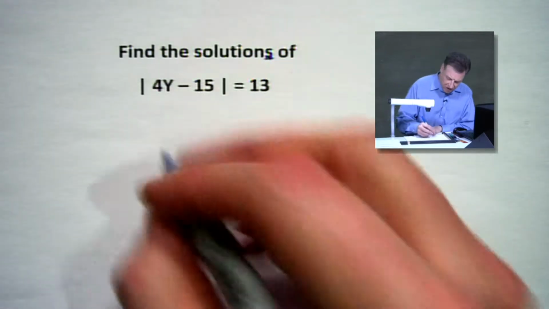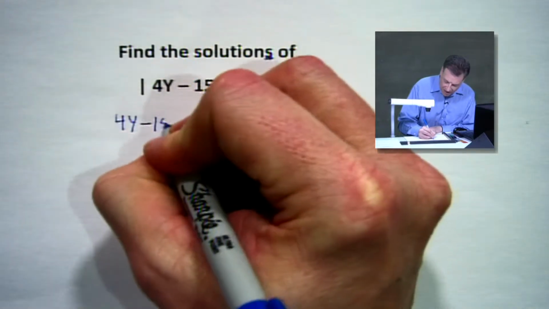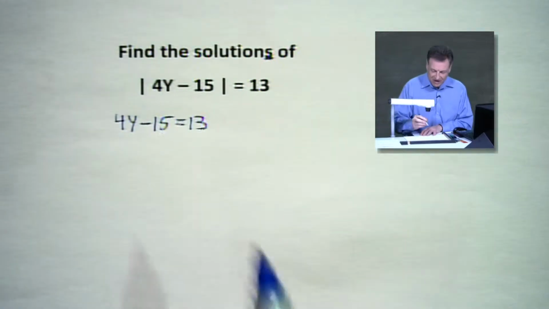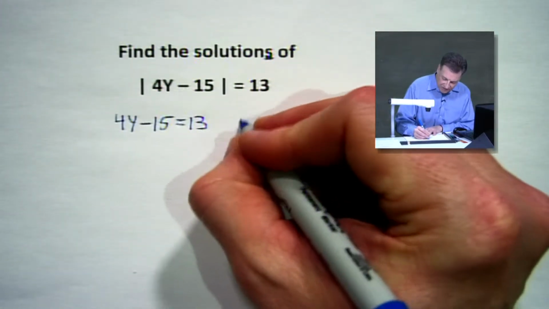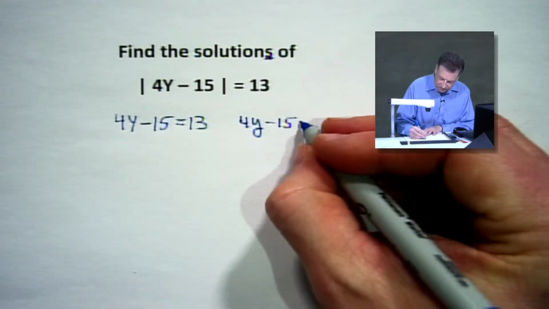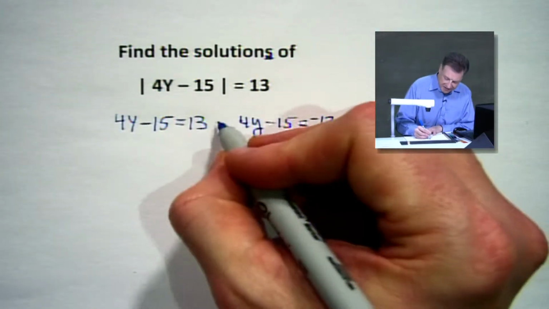So let's see what we've got going on here. We've got two equations that are going to work for us. We've got 4y minus 15 equals 13. And you say, well, that's what we see. Exactly. That's one option. You get the positive 13. The other option is 4y minus 15 equals the negative value, negative 13. So we're going to look at two possibilities here.